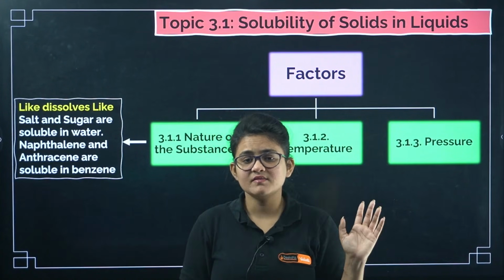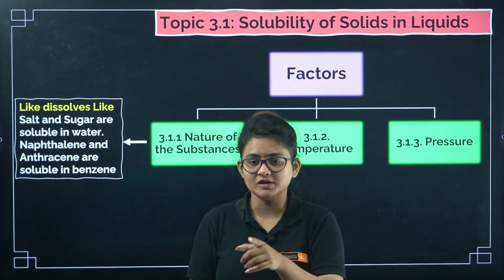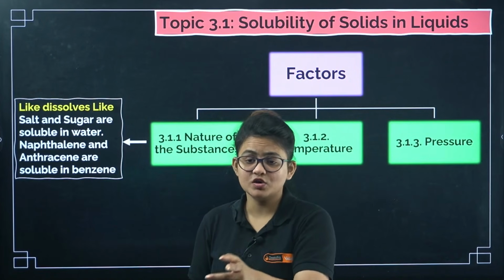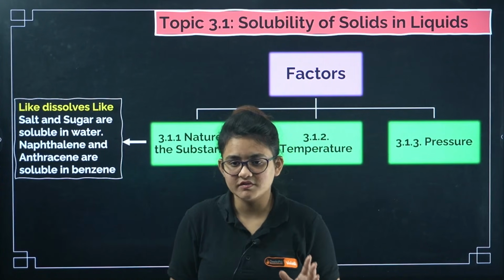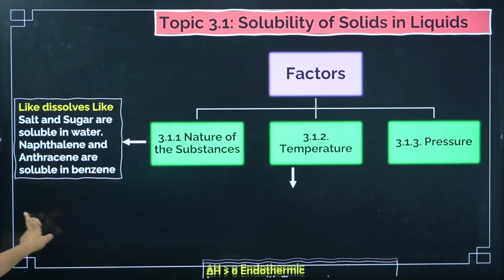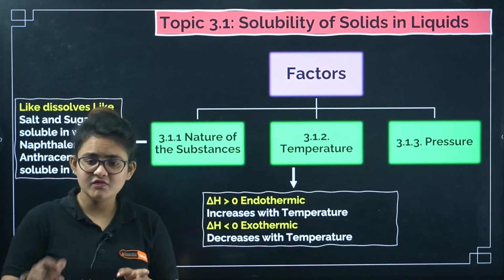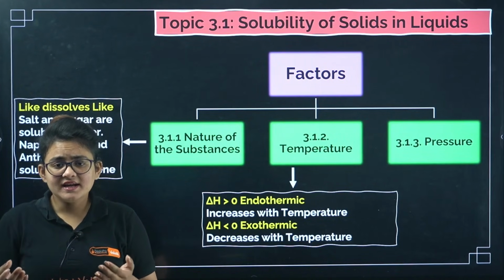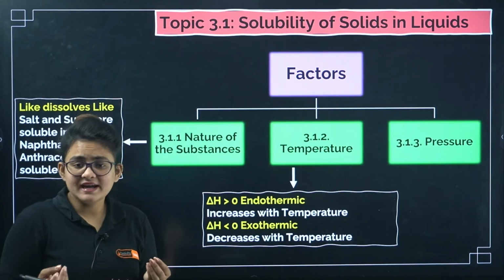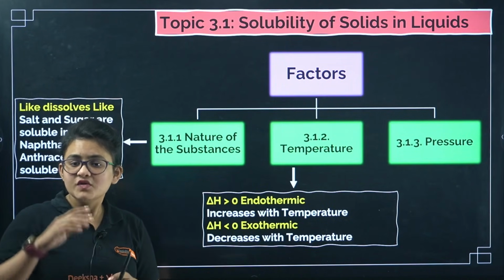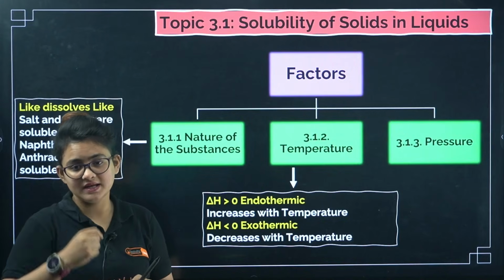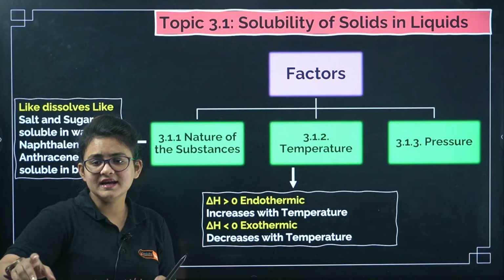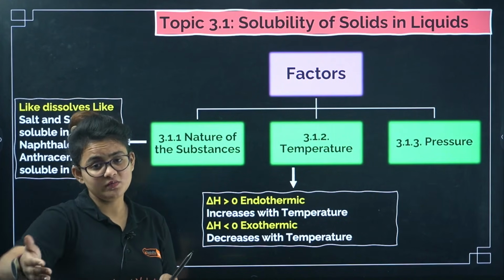Here you can see some examples are given. Sugar is soluble in water, but naphthalene and anthracene are not soluble in water; rather they are soluble in benzene because it is an organic solvent. Next is the temperature. If delta H is greater than 0, the solution process is endothermic, right? Then if you increase the temperature, your solubility will increase. But if your solution process is exothermic, then decrease your temperature and your solubility will increase.